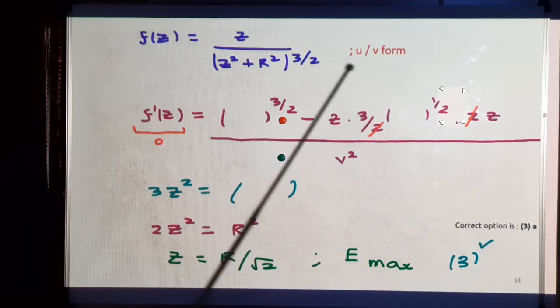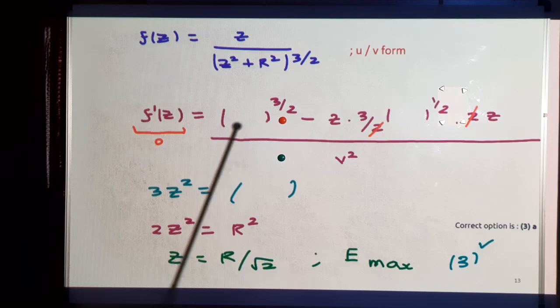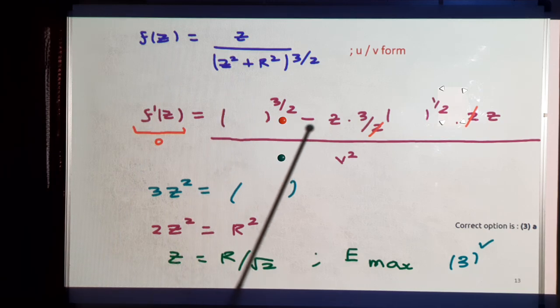So this was of the form u by v. So the derivative is v into derivative of u minus u into derivative of v. This has to be 0, so the numerator has to be 0. From that, the z value is radius divided by root 2 for the electric field to be maximum.